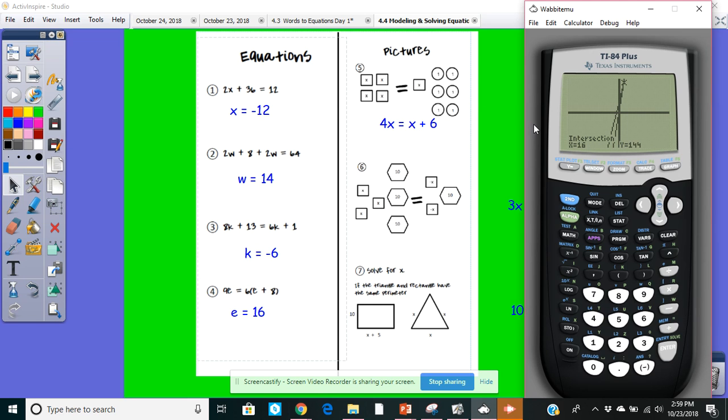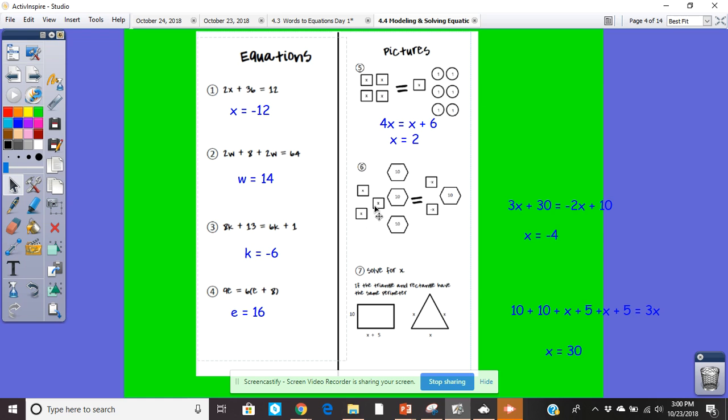So same thing, you type all these into your calculator. So 4x. And then below it, we have x plus 6. So I get x equals 2.